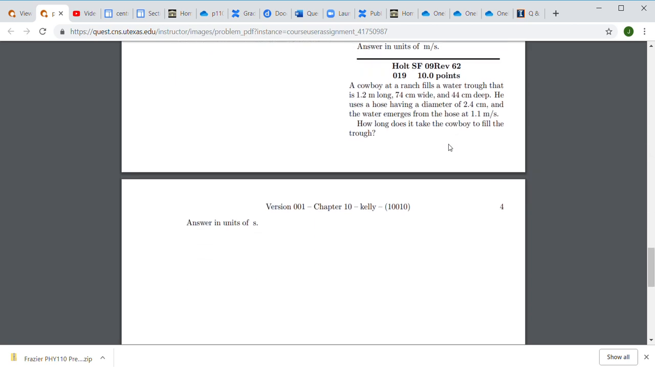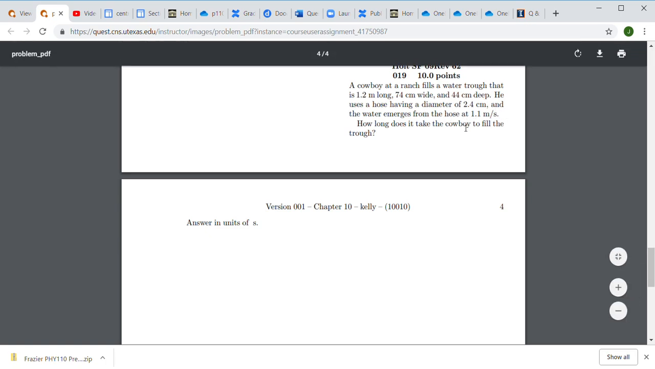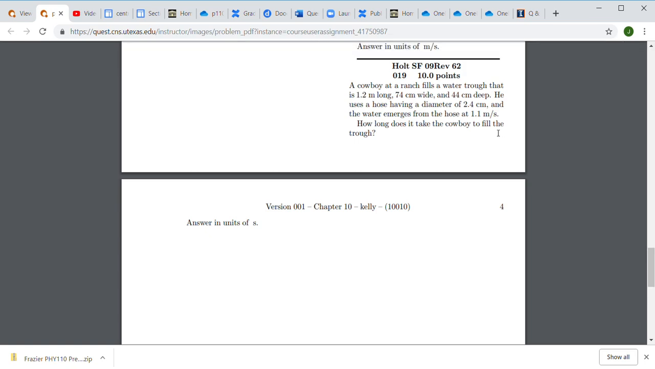A cowboy at a ranch fills a water trough that is 1.2 meters long, 74 centimeters wide, 44 centimeters deep, so we should change those last 2 dimensions to meters, calculate the volume of the trough in cubic meters. Water emerges from the hose, which has a given diameter there, at 1.1 meters per second. How long does it take to fill the trough?